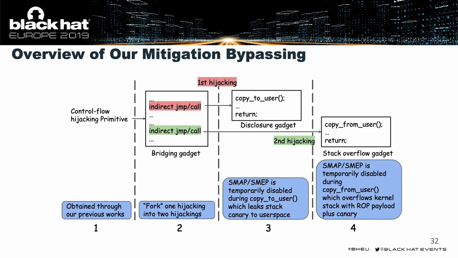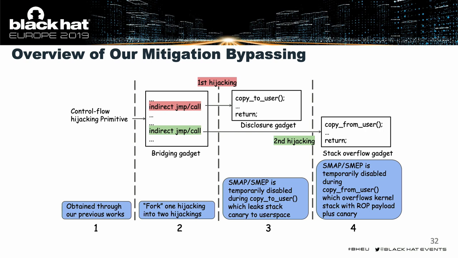The answer is yes. We proposed a general mitigation bypassing approach, which is roughly divided into four steps. In the first step, we obtain the control flow hijacking primitive. As long as a vulnerability gives us this primitive, we don't restrict the vulnerability type. In the second step, we fork one hijacking into two hijackings via kernel gadgets, which we call bridging gadgets. The bridging gadget has two indirect jumps, or indirect calls.